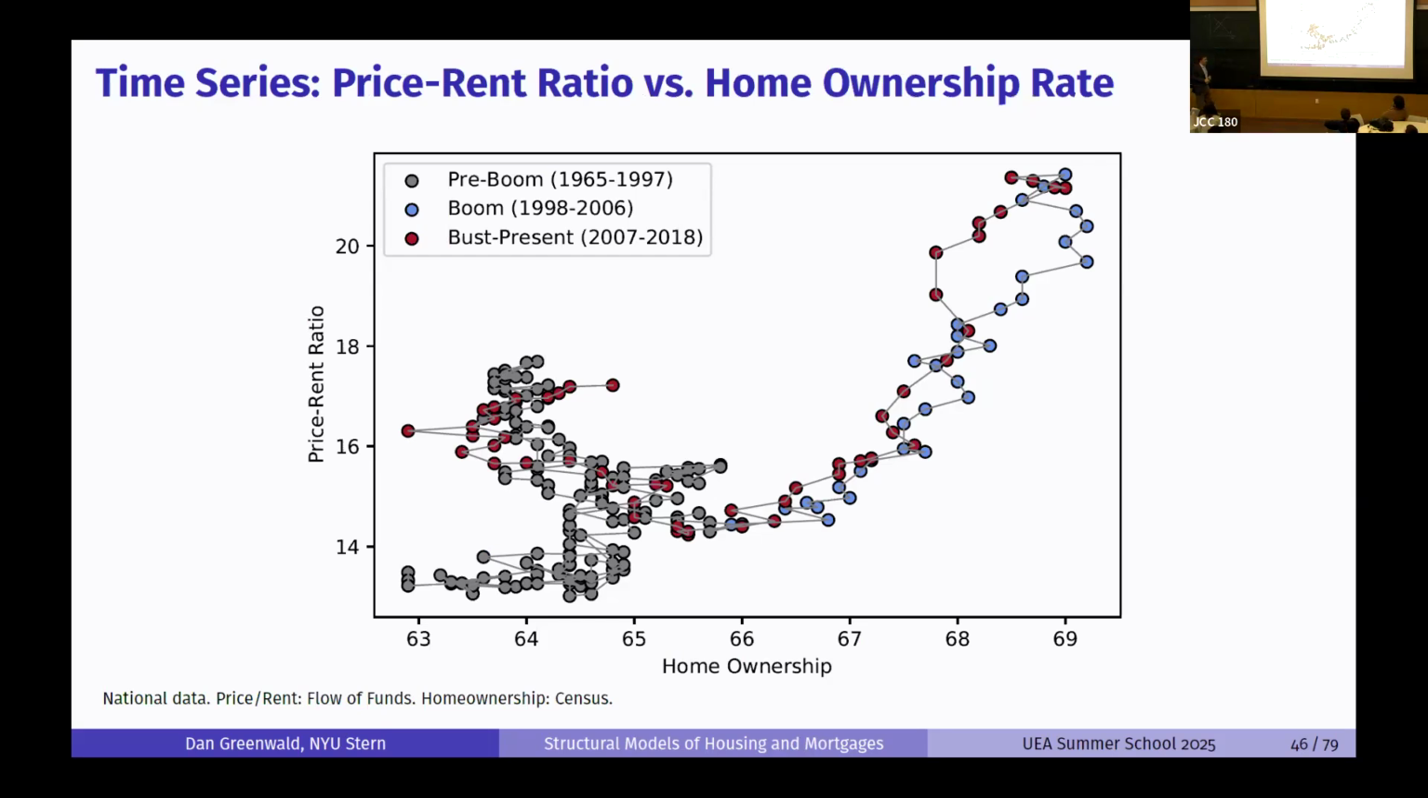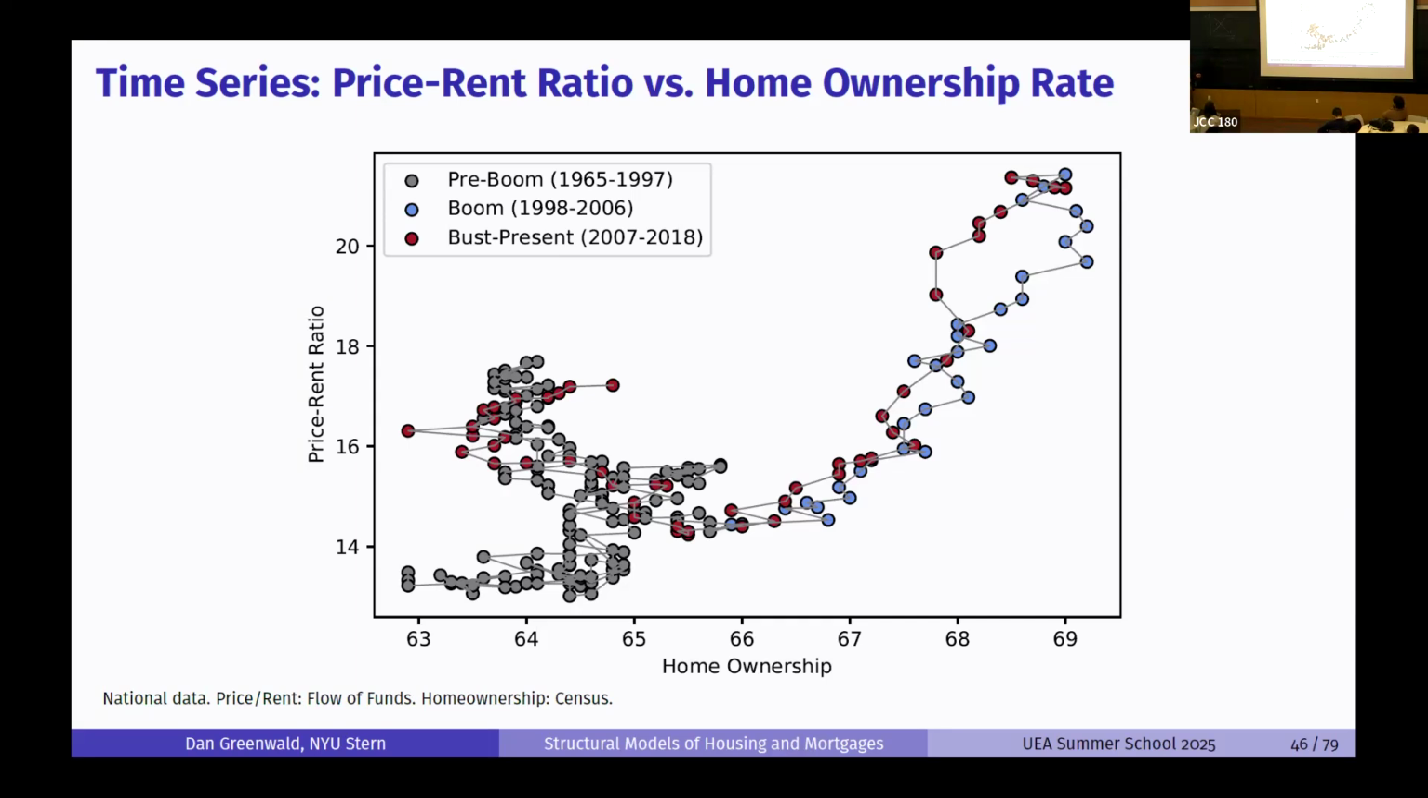Okay, so what's the pattern that we actually see during the housing boom that's very anomalous? So, this is actually kind of like a Beveridge curve style plot. What I've done is for the national price rent ratio and national home ownership rate, I plotted for every quarter the pair of these objects, right? And then I've connected them with lines. So prior to the boom are these gray dots.